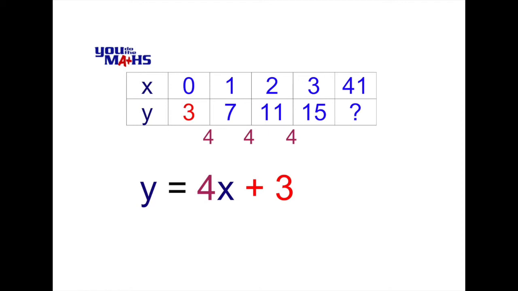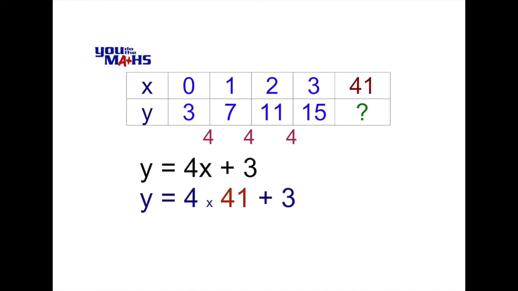Let's try finding the question mark, in this case when x equals 41. So what we do is we substitute 41 where the x is, and we go 4 multiplied by 41, which is 164, then add 3, and our result is that y equals 167. So when x equals 41, we can replace the y value with 167, and we've now completed our table, and we can find any y value for any given x value as a result of finding our rule.